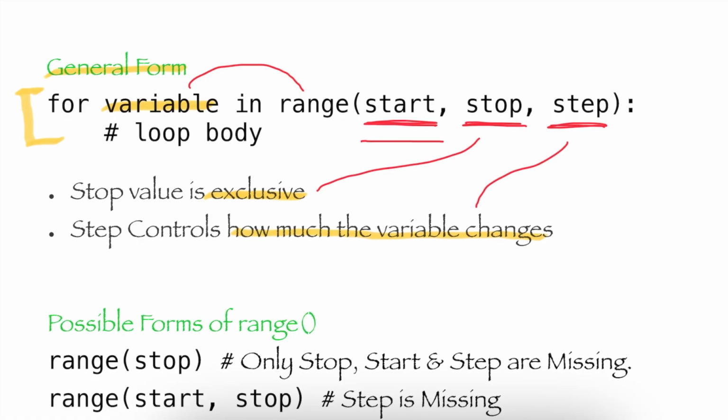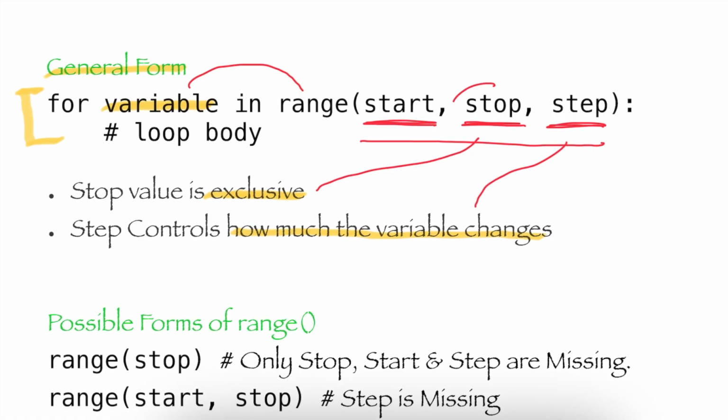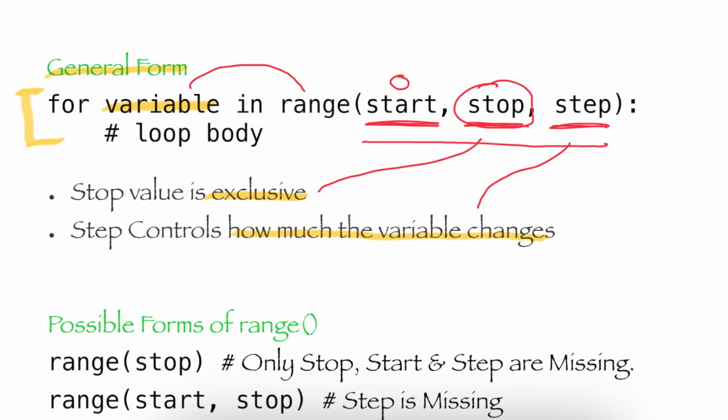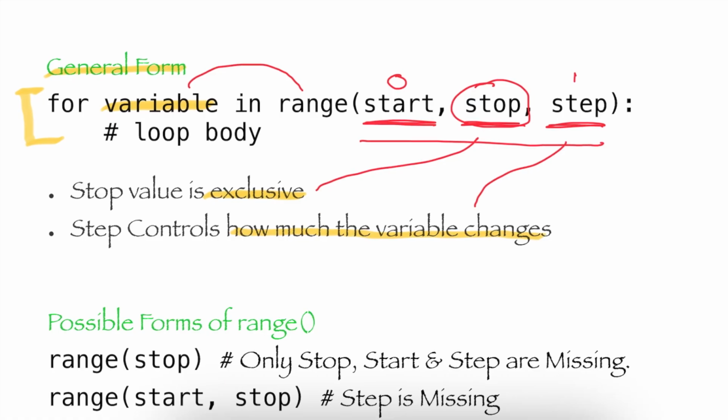Out of these three values, only stop is required. If start is missing, Python automatically assumes it is 0. If step is also missing, Python assumes it is 1. So by default, Python counts upward, starting from 0, increasing by 1 each time.